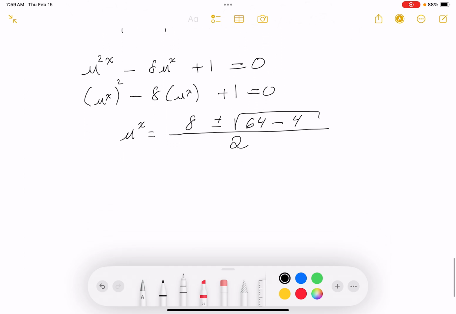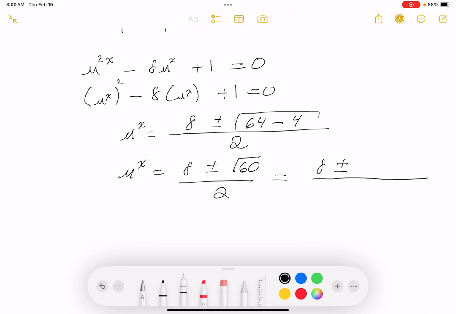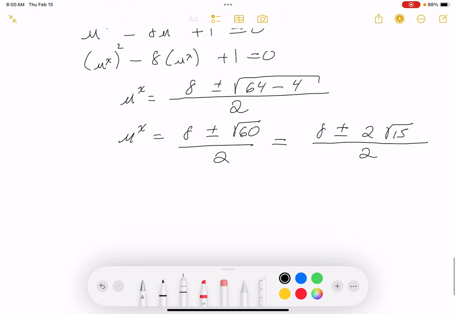All right. So I'm getting a little bit warmer. u to the x is going to be 8 plus or minus root 60 over 2. Well, there's a 4 and a 60. 4 times 15. The square root of 4 is 2. So 2 root 15 over 2. So u to the x is equal to 4 plus or minus root 15. All right? Boy, that's a familiar number, isn't it? That's crazy looking, isn't it?